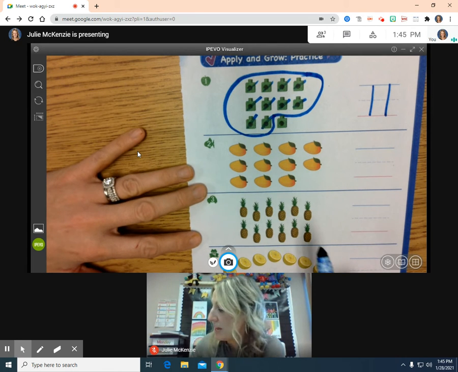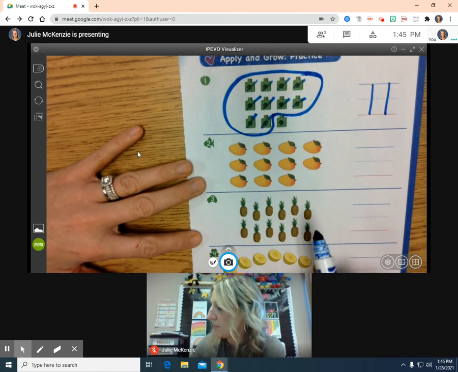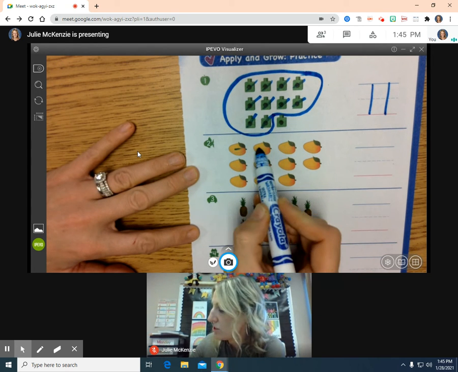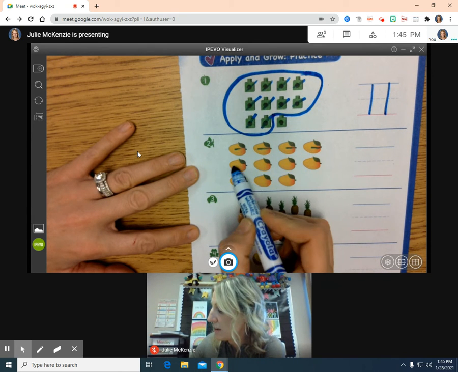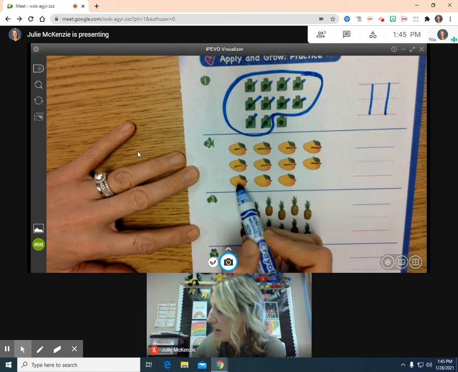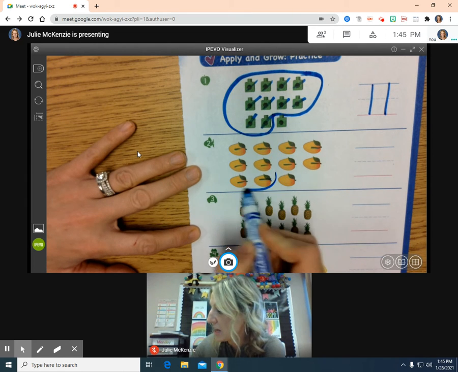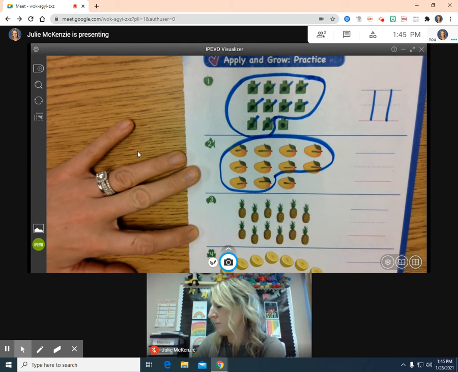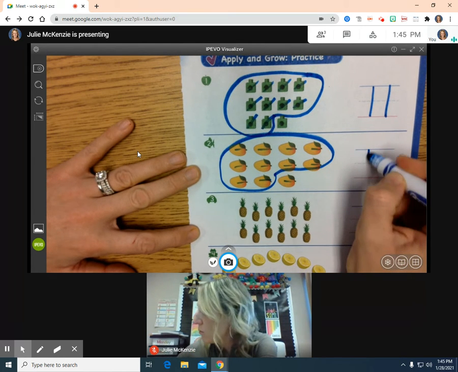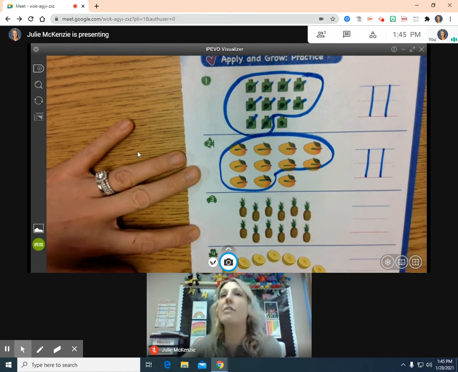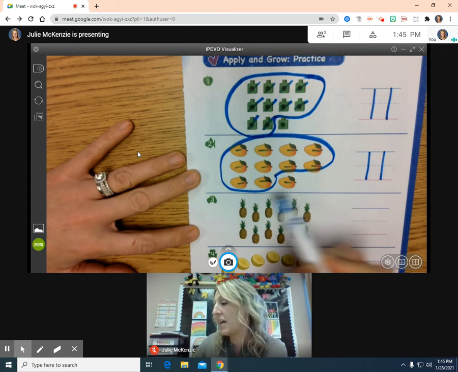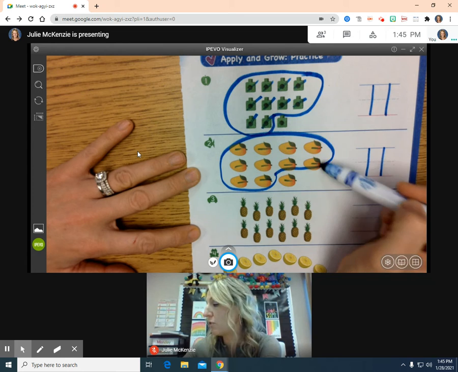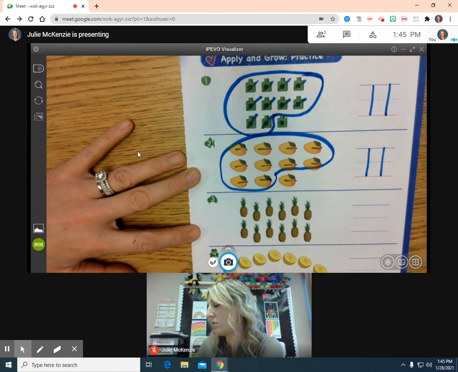All right, let's count these. I think they're mangoes. Let's count the mangoes. 1, 2, 3, 4, 5, 6, 7, 8, 9, 10, 11. Good job. A 1 and a 1 makes 11. Remember, 11 has a group of 10 and 1 left over. Both of these have a group of 10 circled and 1 left over.